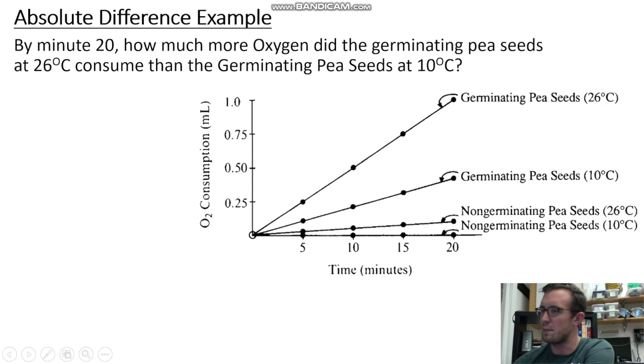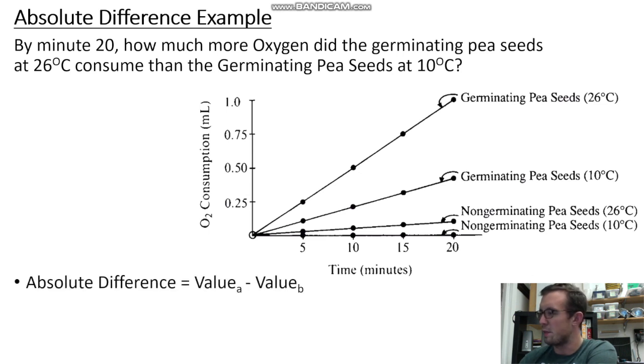So this would be an example of a question that's asking for absolute difference. In reference to this chart on pea seeds oxygen consumption, it asks, by minute 20, how much more oxygen did the germinating pea seeds at 26 degrees Celsius consume than the germinating pea seeds at 10 degrees Celsius? And so what this question is really asking for is a comparison of two data points. So we'll find those data points first.